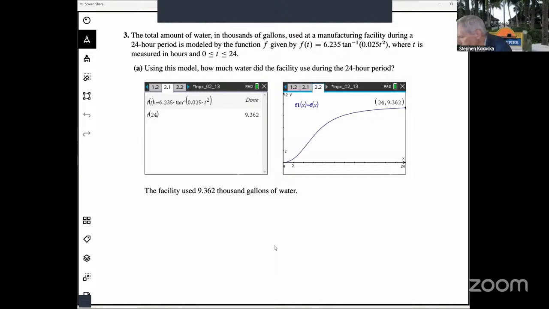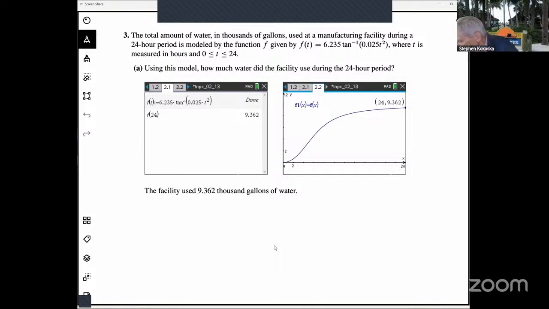Using this model, how much water did the facility use during the 24-hour period? Remember, F returns the cumulative amount of water that they have used, the total amount of water used at time t. So this is a basic problem where students have to use technology. There are a couple of ideas going on in the background, but they've got to use that technology to define the function and evaluate the function. Here are a couple of ways to do this on the Inspire.